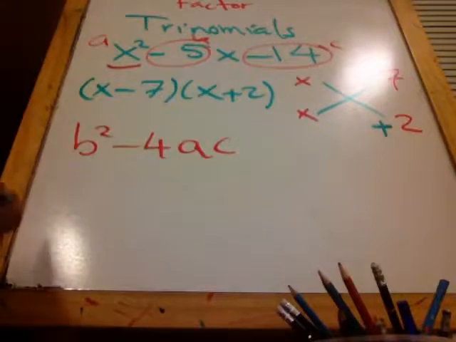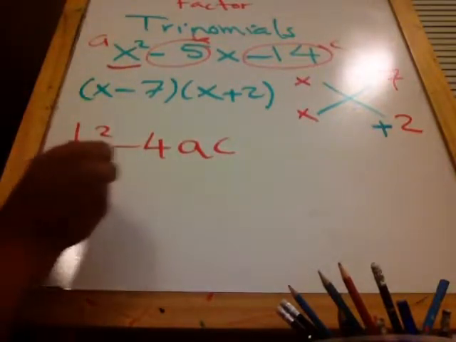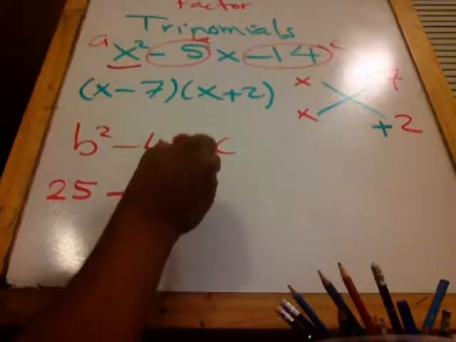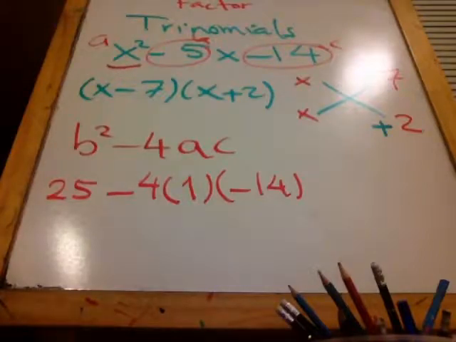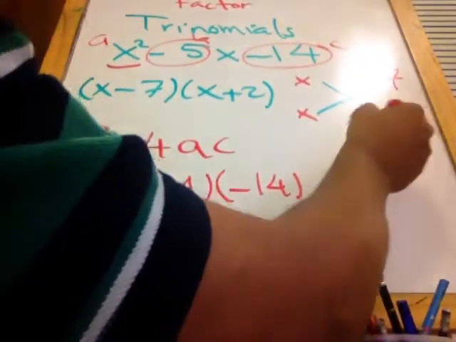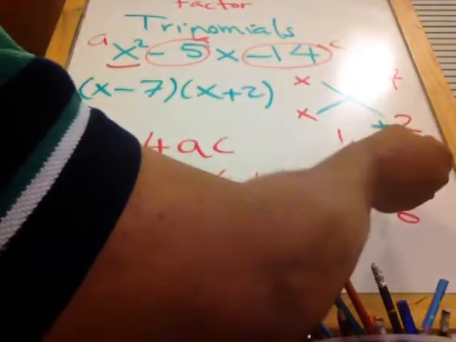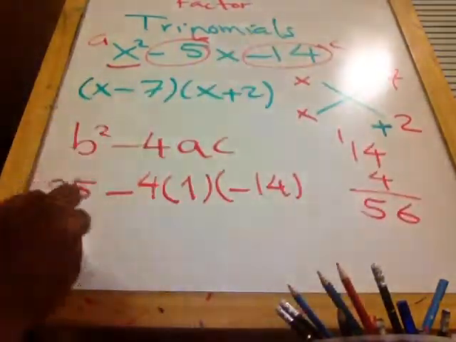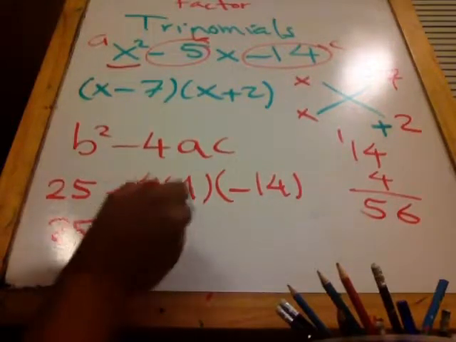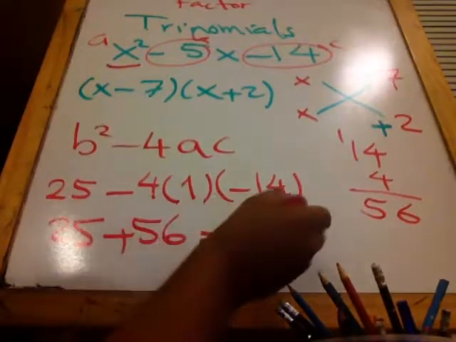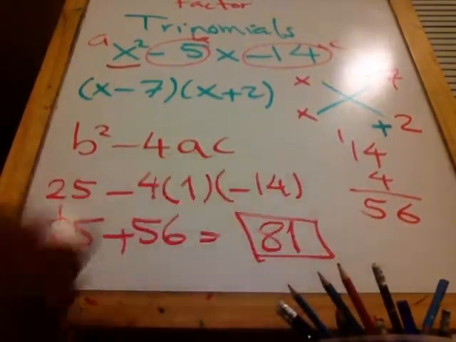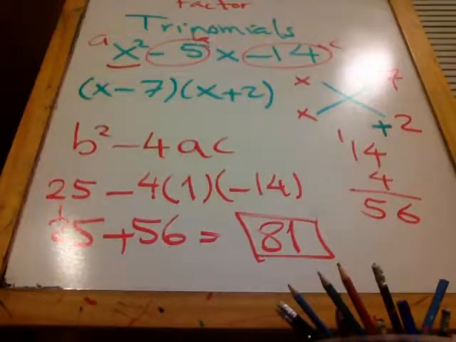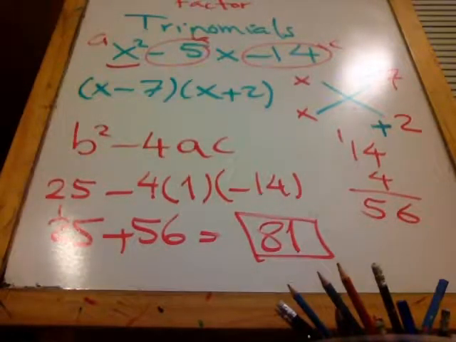Okay, so if we apply it here, we will get b squared, which is 25, minus 4 times 1 times negative 14 here. Okay, 14 times 4 is 56. So 25 plus 56 is 81. You see here what you get is a perfect square. It means that you can factor your trinomials here. If it's not a perfect square, then you cannot factor it.